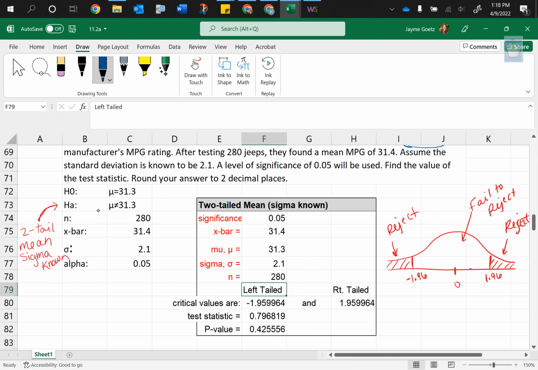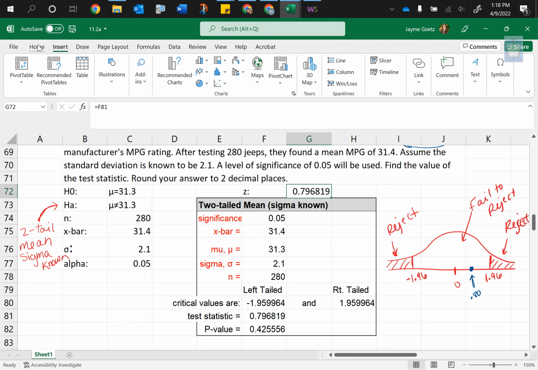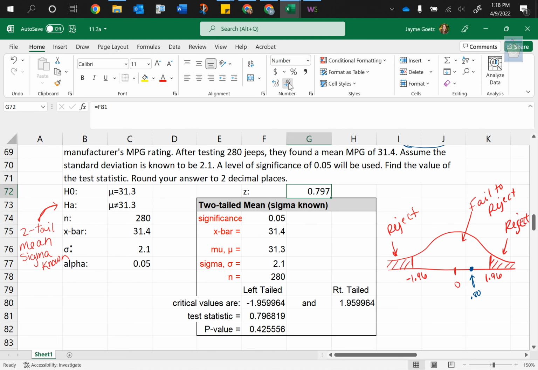Again, that does not mean that my null hypothesis is true. It just means based on the sample that we tested, it didn't give us the information to say that it wasn't true. Now let's actually answer the question. The question said, find the value of the test statistic, which is nice because it gives it right here. Round your answer to 2 places. Now my test statistic is a z-value because the sigma is known, and to the nearest tenth we could just come over here and go equals cell reference, and then I could just say, hey, I want that rounded to the nearest tenth and move my decimals, but it should be 0.80.